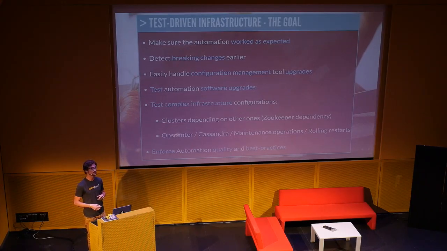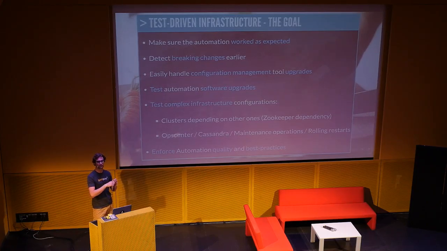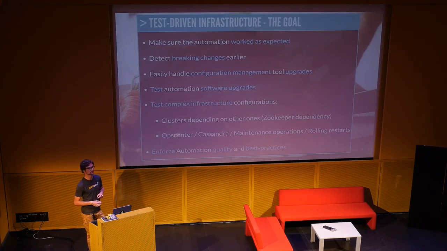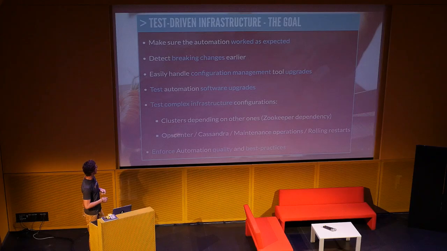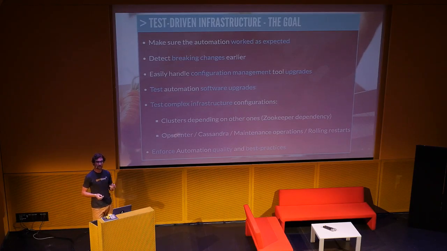We also want to detect breaking changes earlier, where usually we run with a lot of dependencies in our automation. We have common blocks that we're going to reuse in all those automations. So we just want to make sure that if someone changes a Java role, we're not going to break the whole stack that relies on Java. We also want to handle configuration management tool upgrades, where if I upgrade, in my case, my Ansible version, I want to make sure all my automations are still going to work as expected.